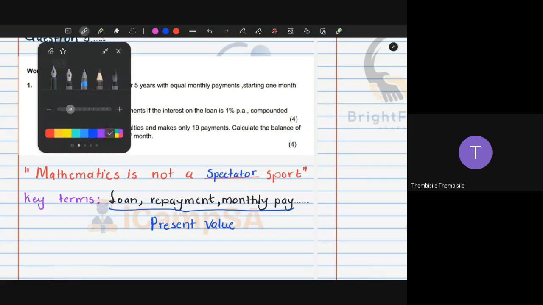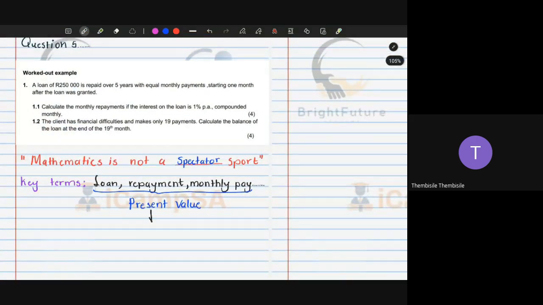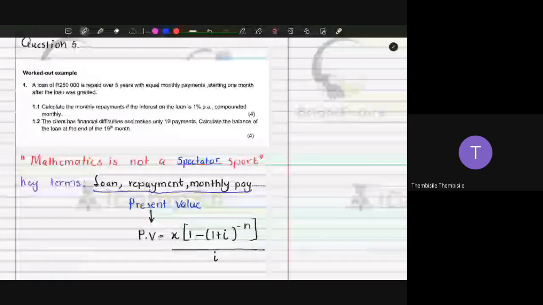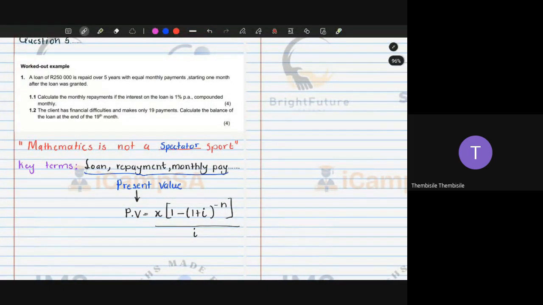And because we are dealing with a present value problem, we should remember our very important formula PV, or present value. This will be X into, which is the monthly installments. It will be X into 1 minus 1 plus I, all to the power of minus N. And all of this is divided by I. So now, if you remember, guys, I usually pose questions. And the first one is, what are we looking for? They told us already there, but I'll pose it anyway. So what are we looking for?